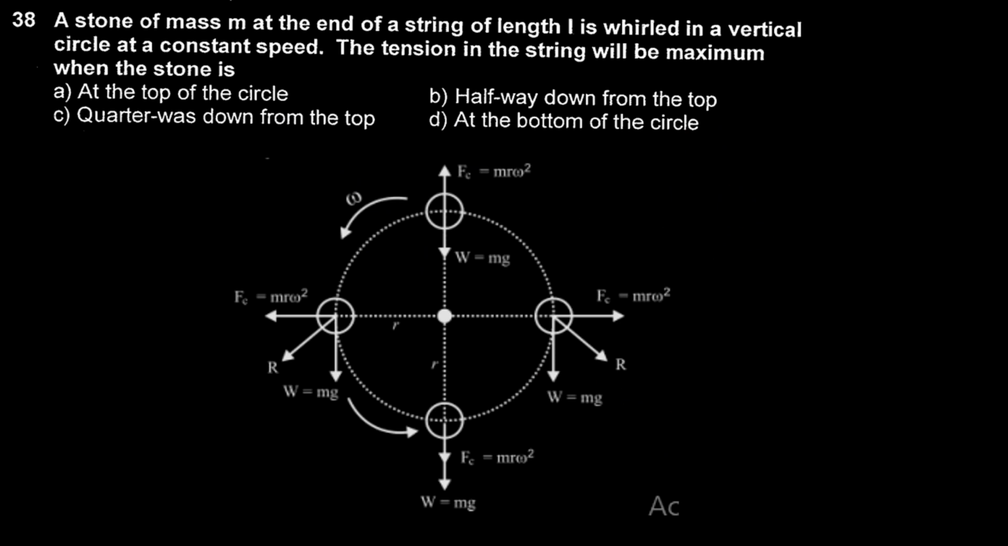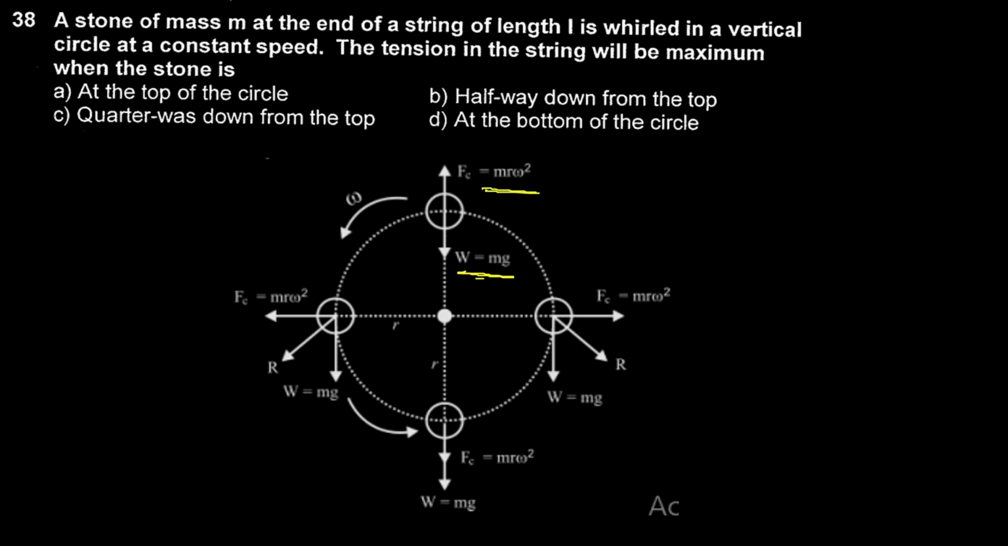Next question. A stone of mass m at the end of a string of length L is whirled in a vertical circle at a constant speed. The tension in the string will be maximum when the stone is at... We need to find the position of the stone. Let's consider when the stone is positioned at the top of the circle, its weight acts always downwards, that is mg, and centrifugal force pulls it away from the center, that acts outwards, which is m r omega square.